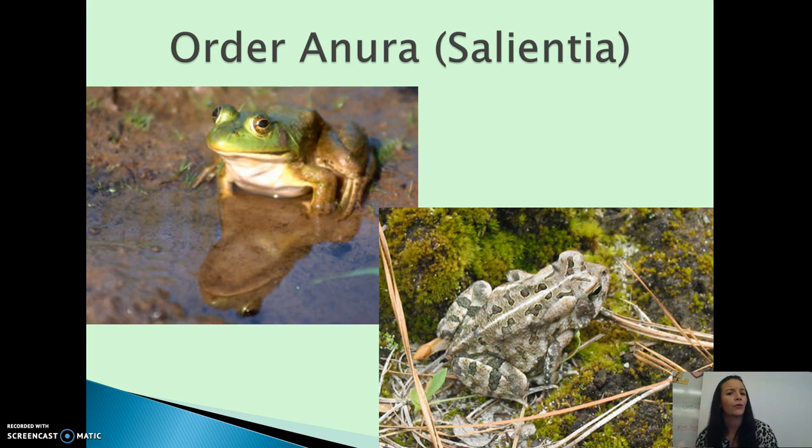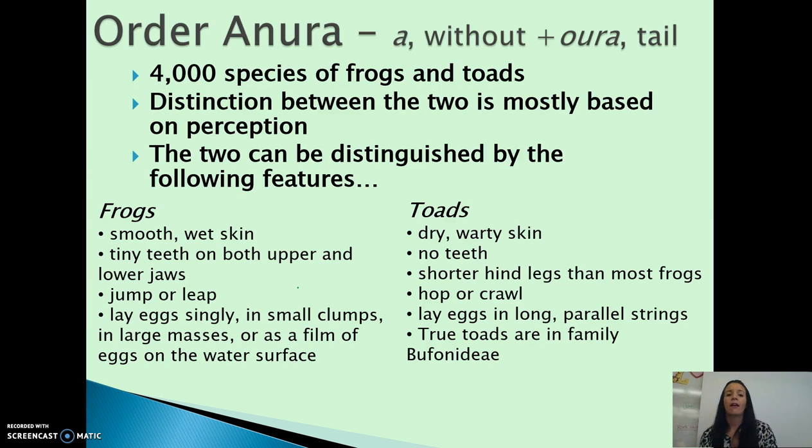The next and final order we're going to talk about is order Anura, or Salientia. These are our frogs and toads. So A meaning without, aura meaning tail, so without a tail. There are 4,000 species of frogs and toads, and the distinction between the two is mostly perception. So there's some key features you can look at below. So frogs, smooth, wet skin, toads, dry, warty. Frogs have teeny tiny teeth. Toads, they don't have teeth.